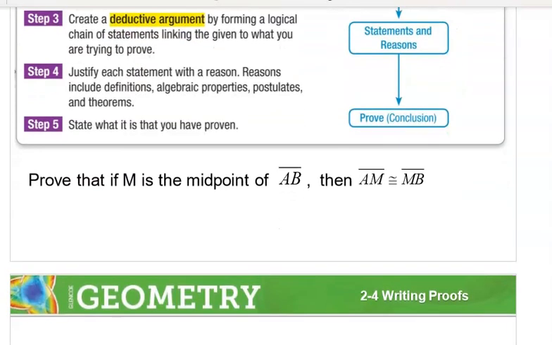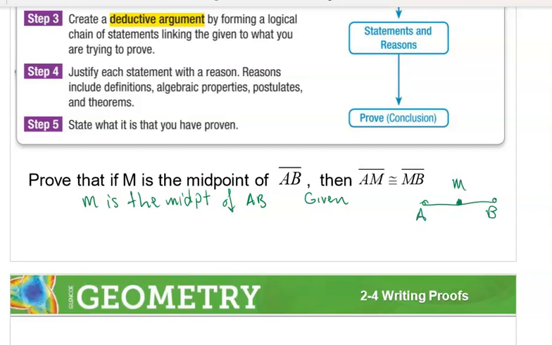So for example, we want to prove that M is the midpoint of AB, that if M is the midpoint of AB, so that would be our given information. M is the midpoint, and I'm going to write midpoint like that of AB. The reason why is that's given. So we have to prove that if M is a midpoint, let's draw a picture because that helps too. M is the midpoint. Then AM equals MB.